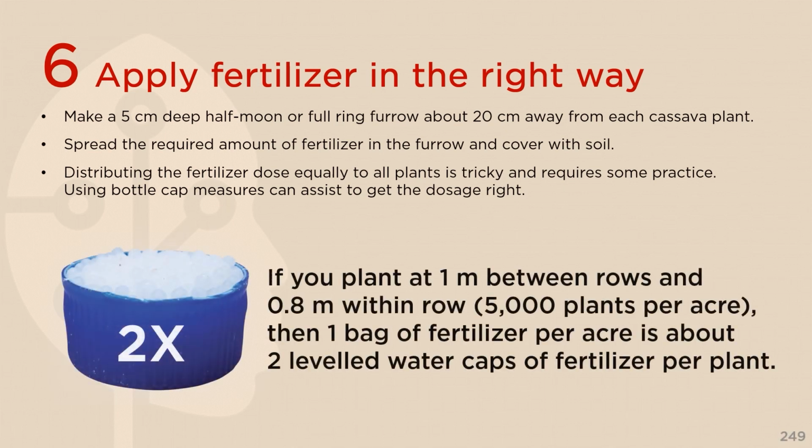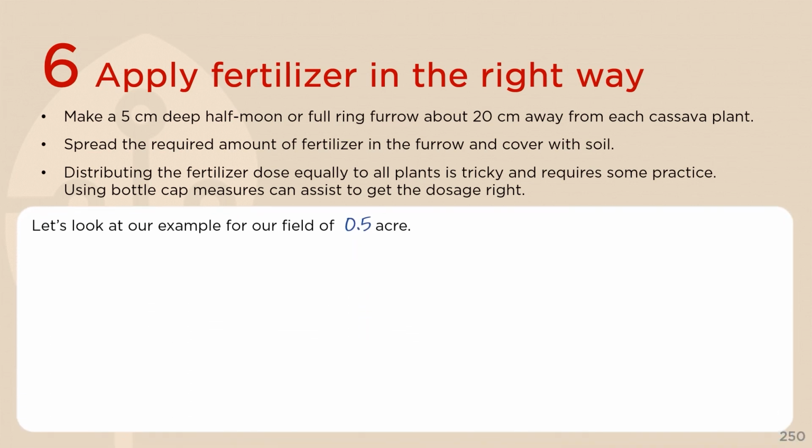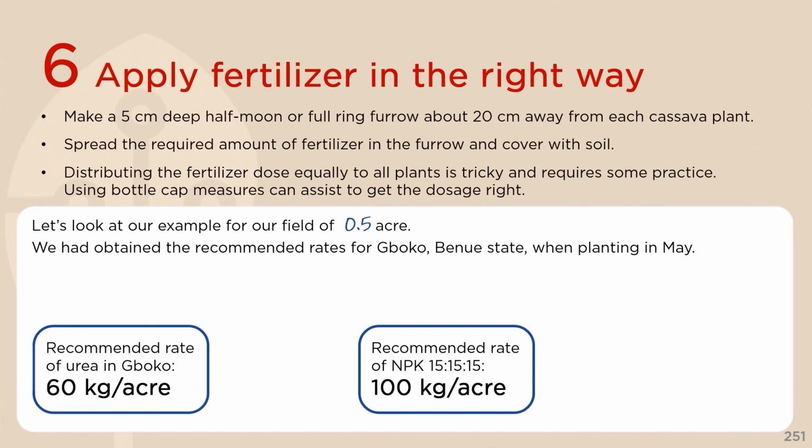If you plant at 1 meter between rows and 0.8 meters within row, that is 5,000 plants per acre, then 1 bag of fertilizer per acre is about 2 leveled water cups of fertilizer per plant. Let's look at our example for the rate of application for a half of an acre. We obtained the Akilimo recommendation for Boko local government Benue State as 60 kilograms of urea per acre and 100 kilograms of NPK 15 to 15 to 15 per acre.